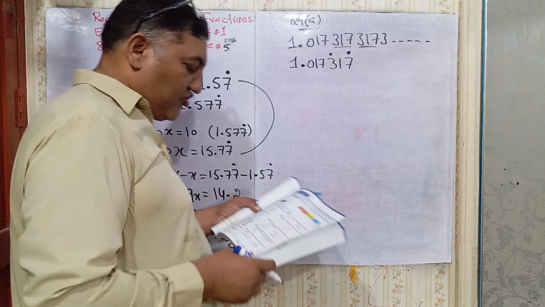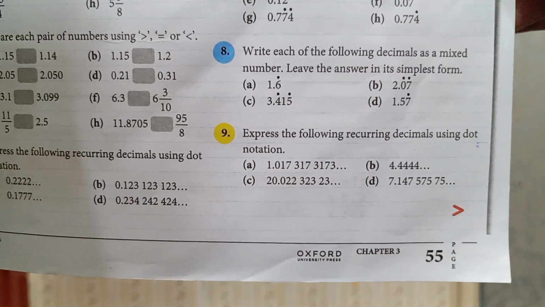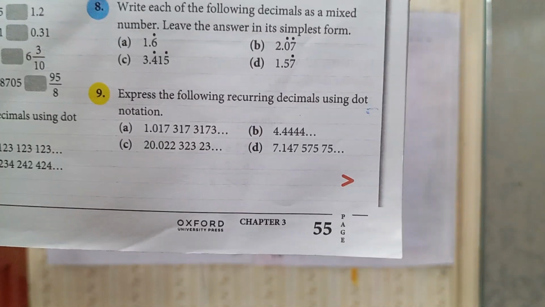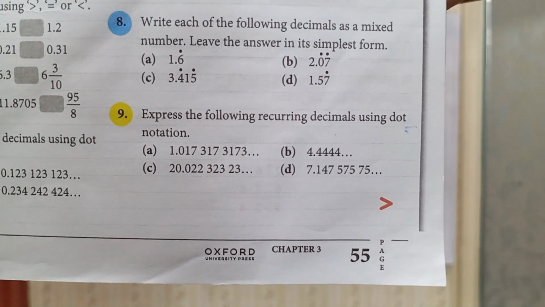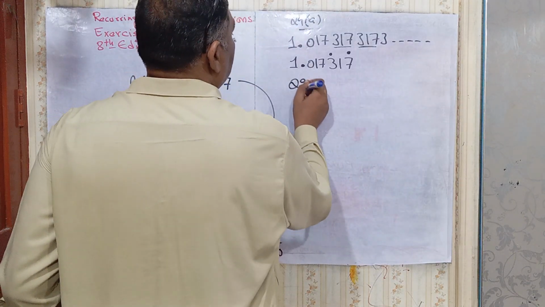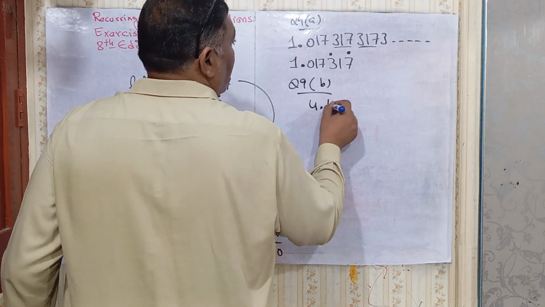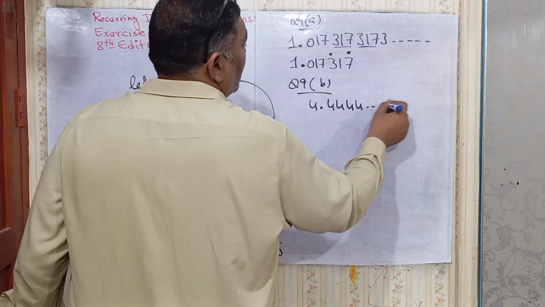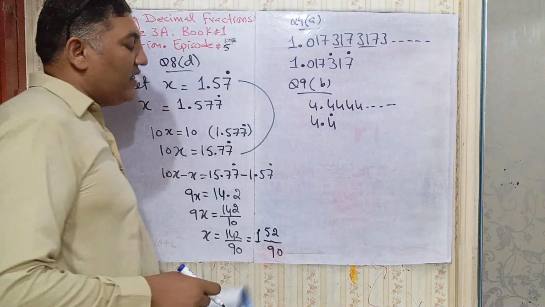Then we have question number 9, and I can show you to make it more clear to you. Question number 9, its B part. Express the following recurring decimals using dot notation. Okay, so 4.444444. Here we have 4.4444 and dot. So you can write it like 4.4 dot, because this is the pattern which is being repeated.